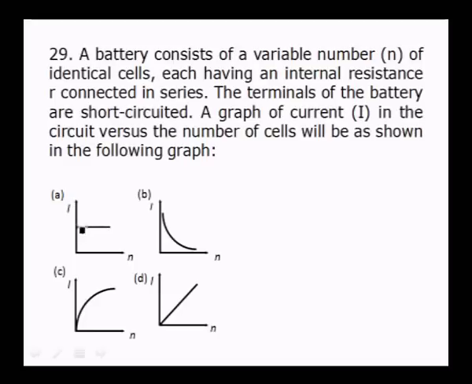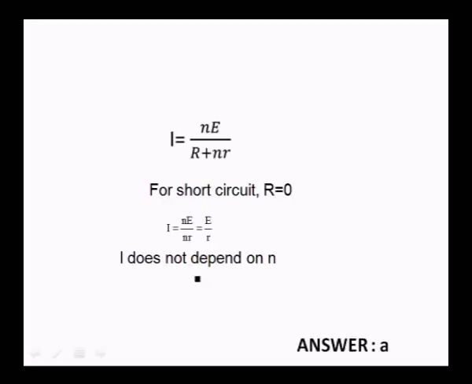See, option A is parallel to the x axis, that is the number of batteries, option B decreases, option C increases, option D also linearly increases. But we have I is equal to nE divided by R plus nr. This is the current expression when n cells are connected in series, where nE is the effective EMF and nr is the effective internal resistance.